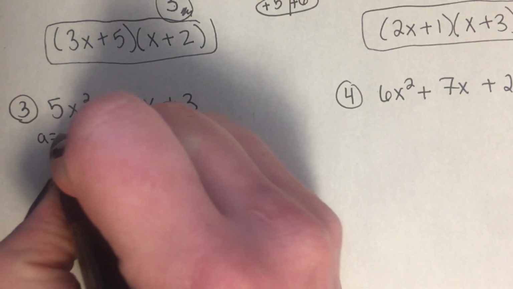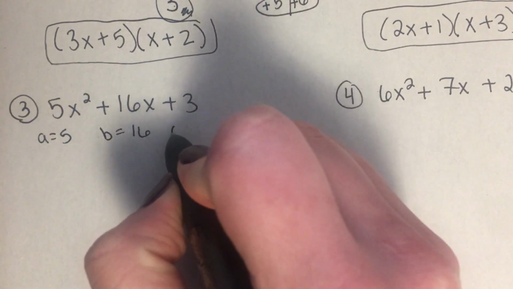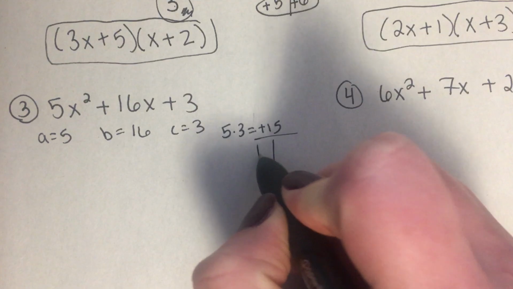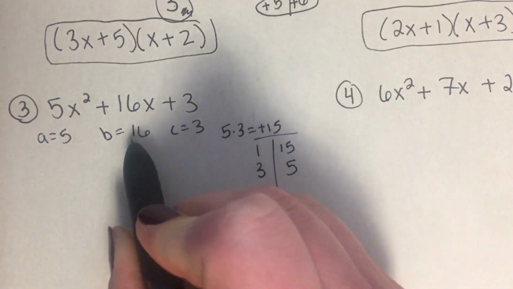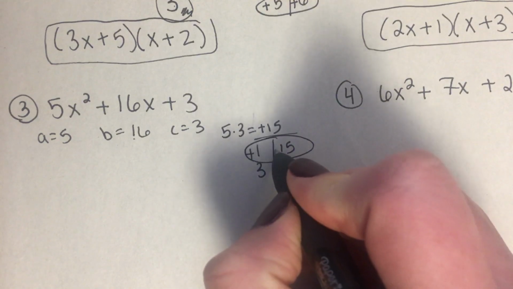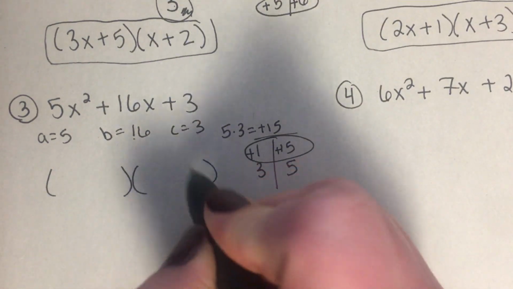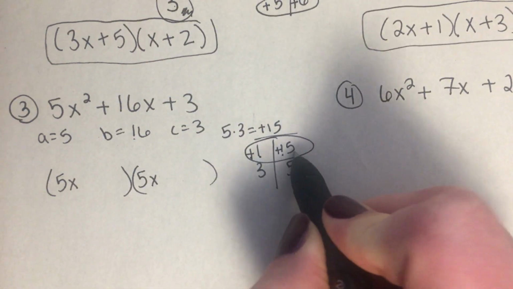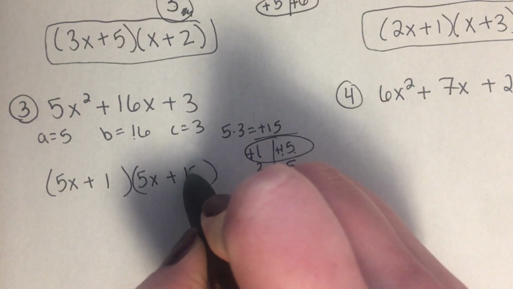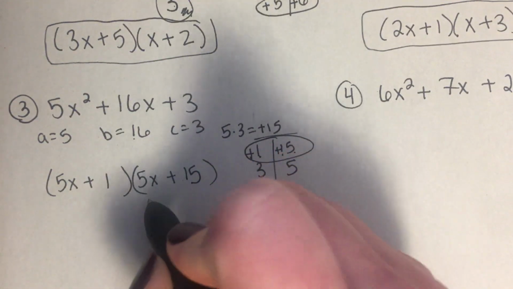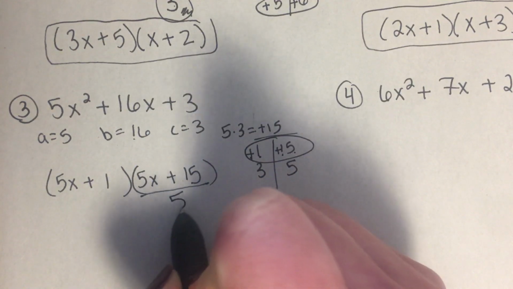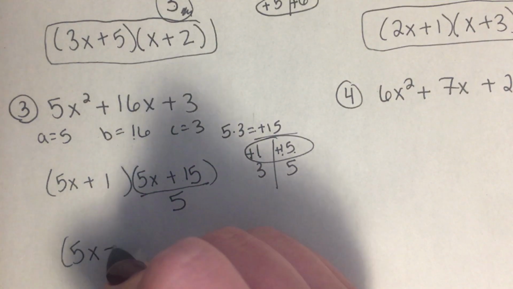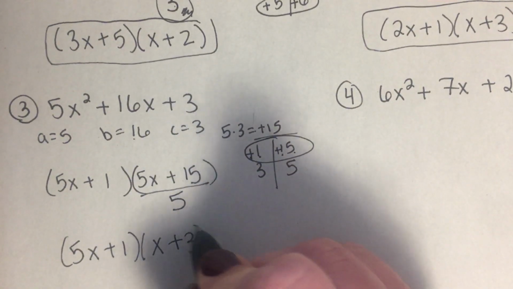Okay, so a is 5, b is 16, c is 3. So a times c is going to get you positive 15. 1 and 15, 3 and 5. The only two that help us make 16 are 1 and 15 as long as they're both positive. So let's set up our parentheses. 5x and 5x. And now it's going to be plus 1 and plus 15. We have to take out whatever's in common. So here I have a 5 in common, which makes sense because that's what a is. So now this is going to be 5x plus 1 times x plus 3, and we're done.